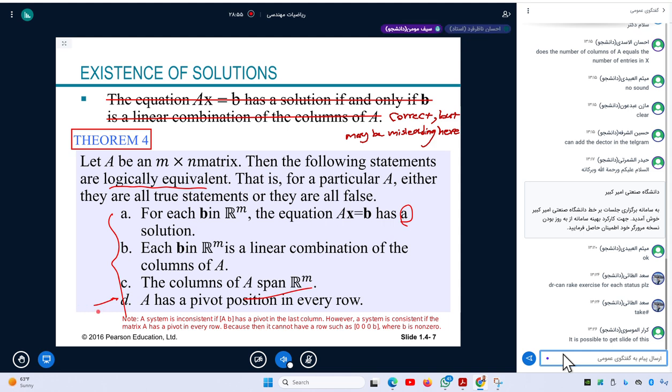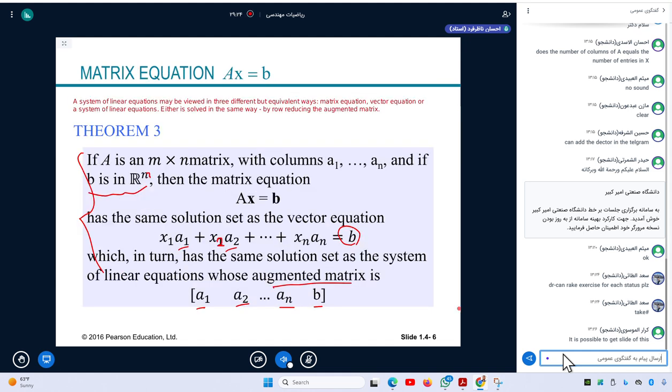Doctor, please, what do you mean by point C, the columns of A span R^m? What do you mean by span? We had this discussion. Span means it covers. It generates all of the vectors in Rm. If you remember, we had this discussion.